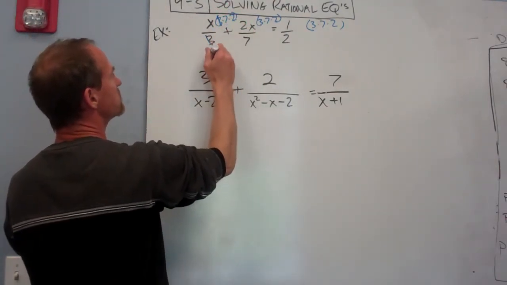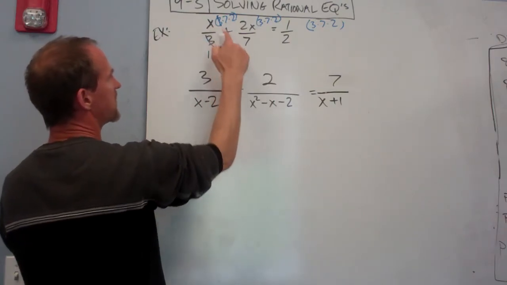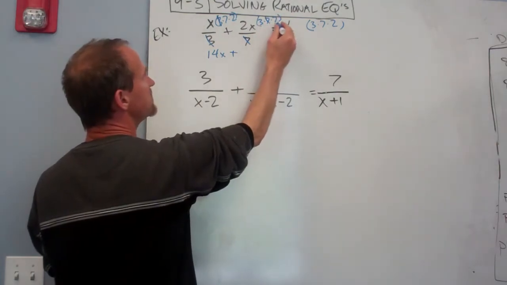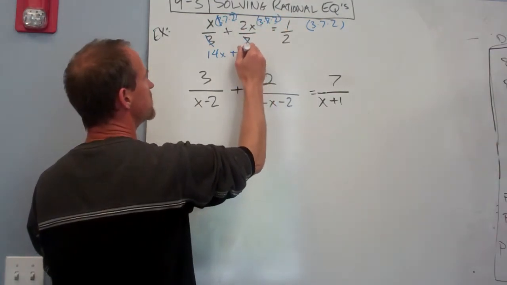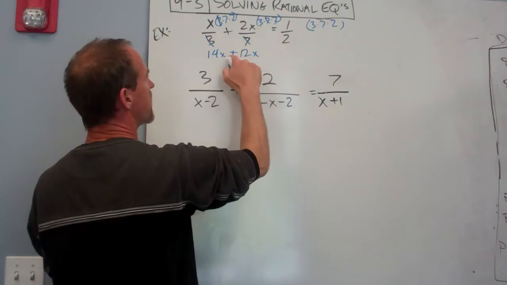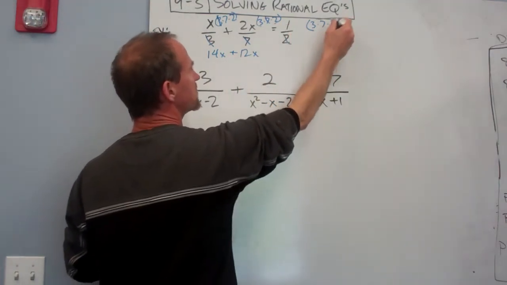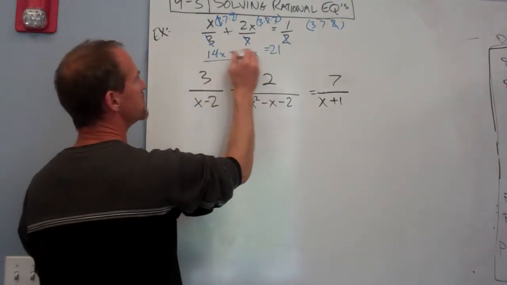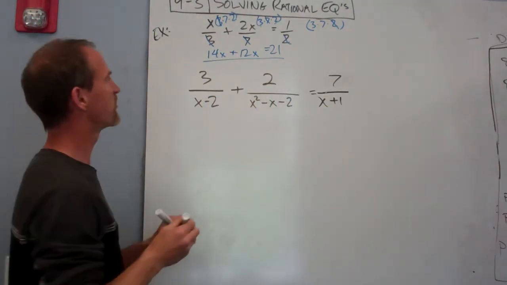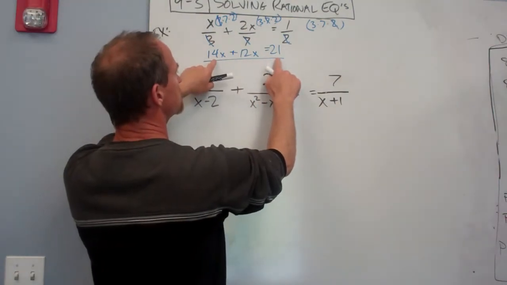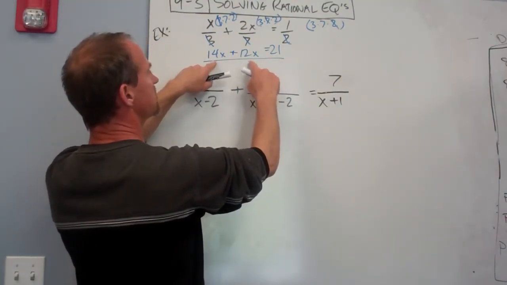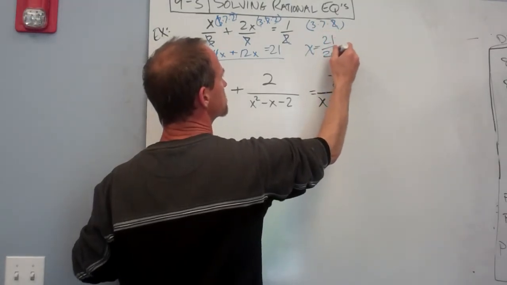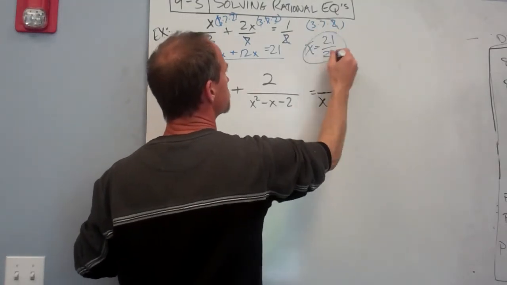7 times 2 is 14, then times x. Plus, here the 7 cancels with the 7. 3 times 2 is 6, times 2 is 12, and then remember the x. Then here the 2 cancels and I get this equal to 21. Well, if I solve this, this now becomes a ridiculously easy problem. It's just 26x equals 21. I divide by 26, and I say x equals 21 over 26. Okay? So very simple to do.